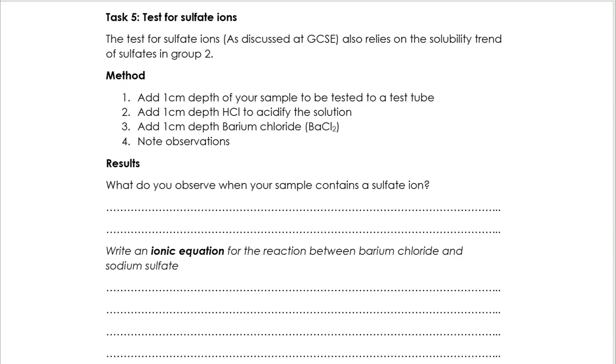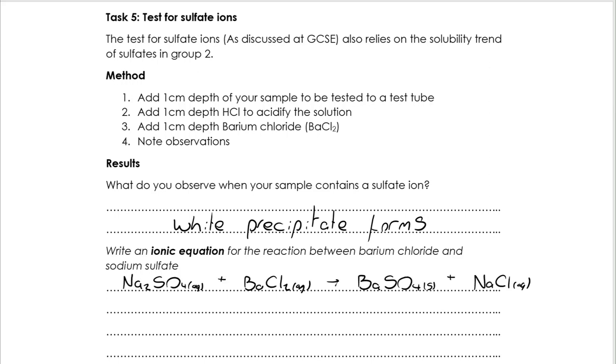So the test for sulfate ions, one of many chemical tests that you need to know. We add barium chloride, and if there is a sulfate ion present, we end up with a white precipitate. So what's the ionic equation for that? Well, I'm going to build the ionic equation from first principles. So let's start with the equation itself. Sodium sulfate, Na2SO4, barium chloride, BaCl2, my barium sulfate, BaSO4, and my sodium chloride, NaCl. The barium sulfate is the white precipitate.